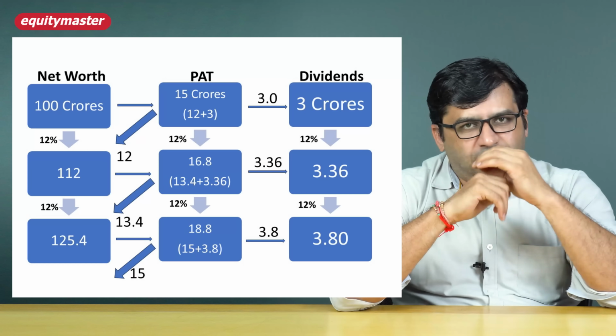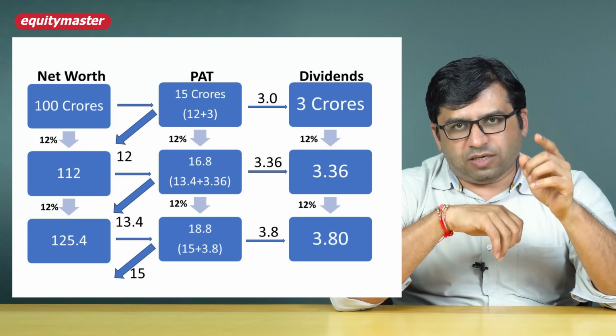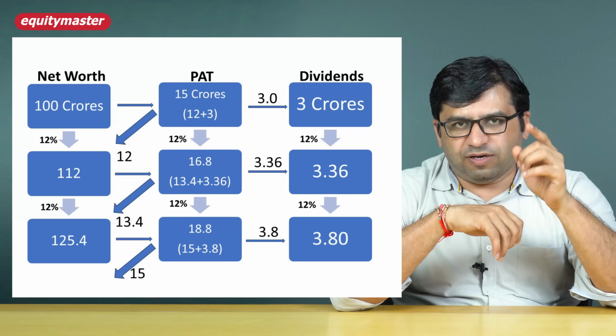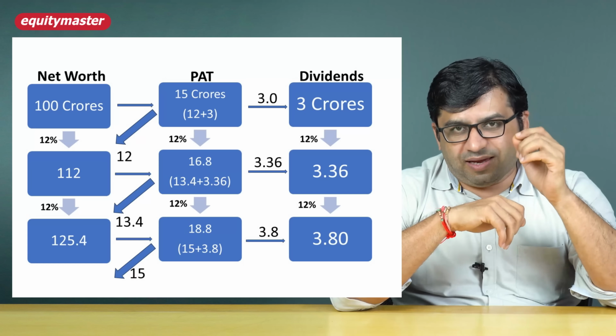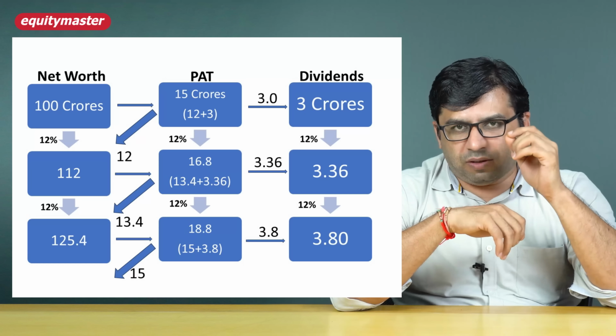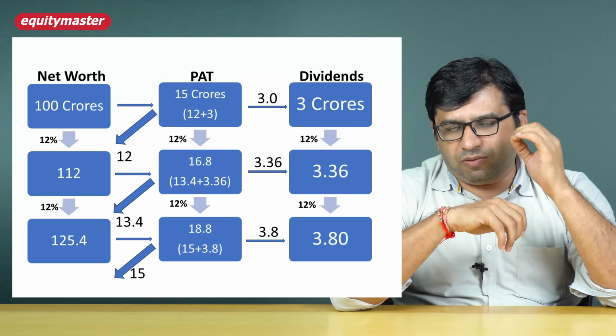Let me repeat that again. The business has a net worth of rupees 100 crores. The return on equity or the return on net worth is 15%, and therefore a profit of rupees 15 crores. Then out of these rupees 15 crores, rupees 12 crores is earmarked for growth, and the remaining 3 crores is paid out as dividends.